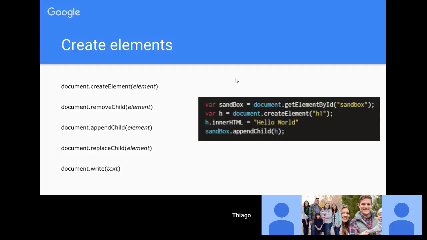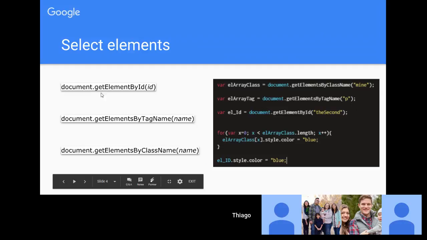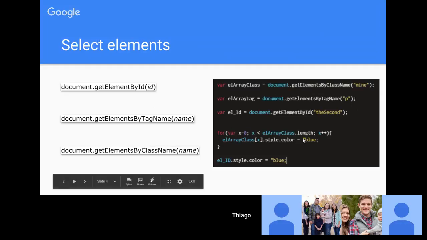So with the DOM, you basically create elements all inside JavaScript, and you manipulate the HTML and CSS. In the same way, you can select elements by ID, by tag name, by class name. These are some examples. I already shared that if you guys want to see it. If you get by class name or tag name, it's going to return an array. So to make a change in all elements, you need to use a for loop to make the change.